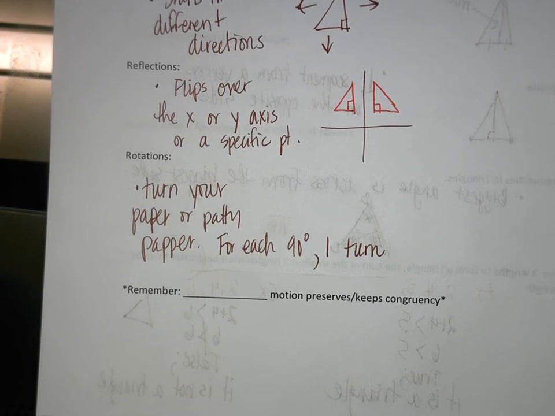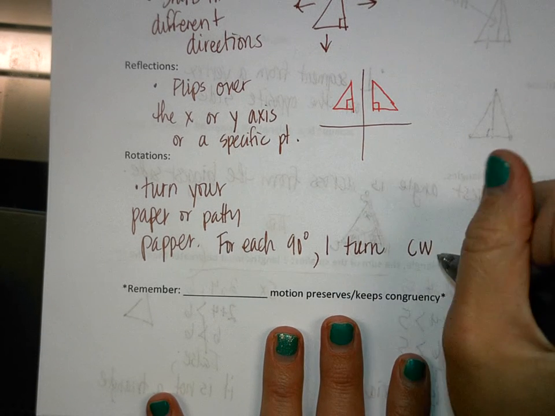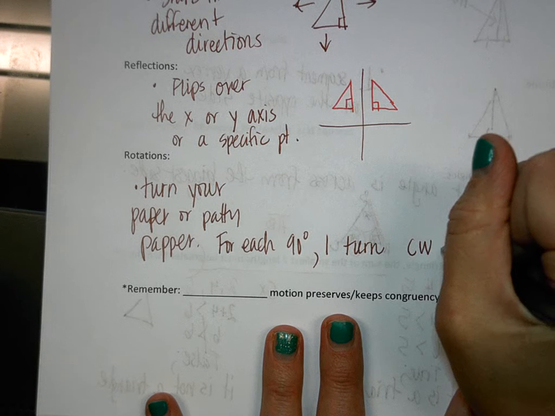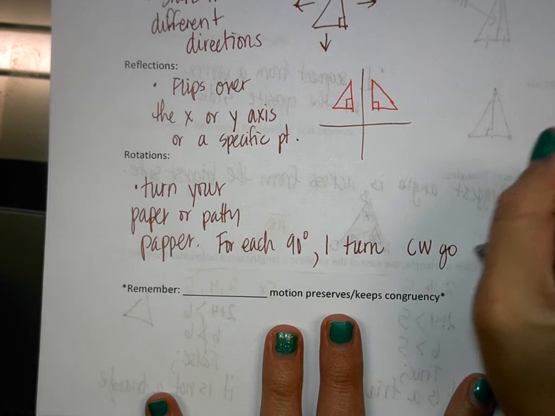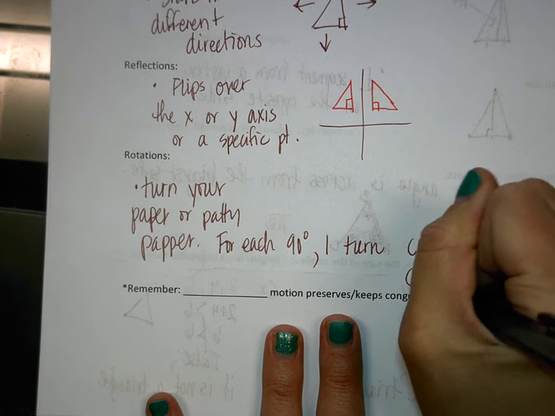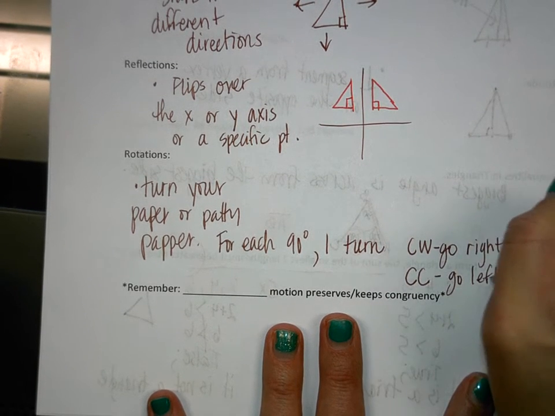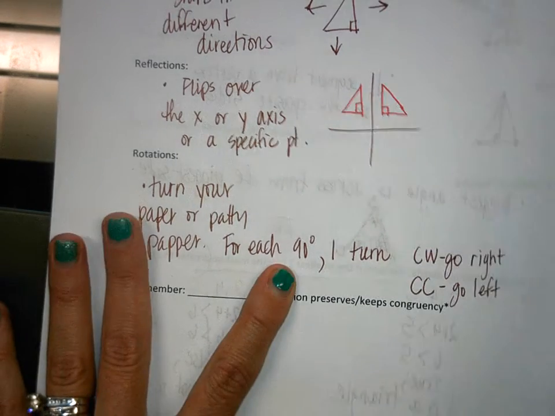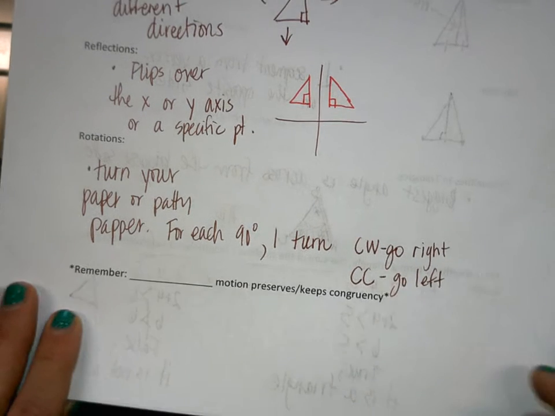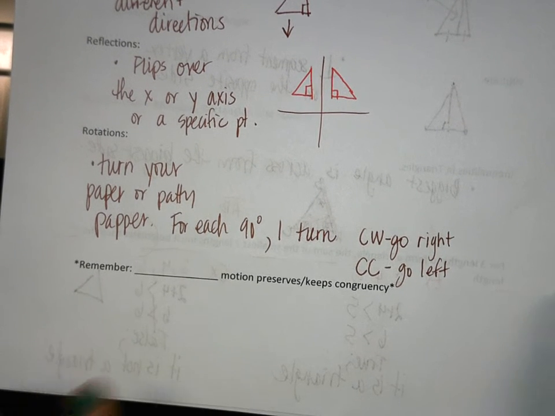Twice. Okay, and then you just pay attention to clockwise. So I'm going to put CW for clockwise. Clockwise, you'll end up turning your paper to the right. So clockwise, you go right, and then CC for counterclockwise, you go left. So like in terms of your paper, turning right or turning left. Okay, you can also remember how we talked about marking points and then turning.